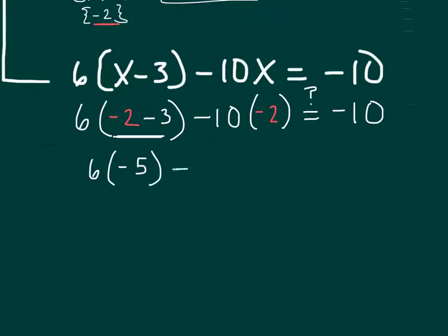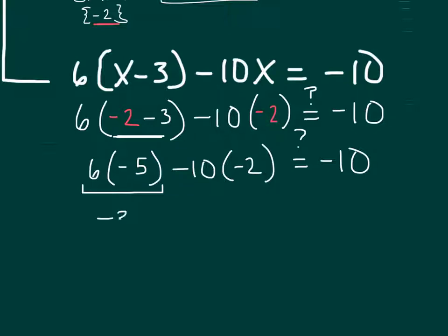Let me just go step by step here. I need to see every single step. If you miss one step, if you don't write this part or this part, the equation is not going to be equal. So 6 times -5 is -30. Negative times negative is positive 20. Right, a little question mark there.